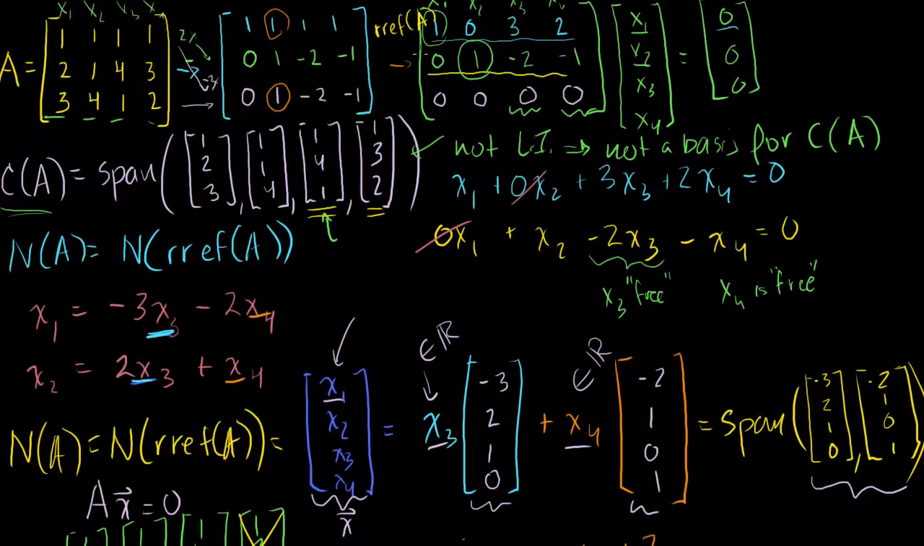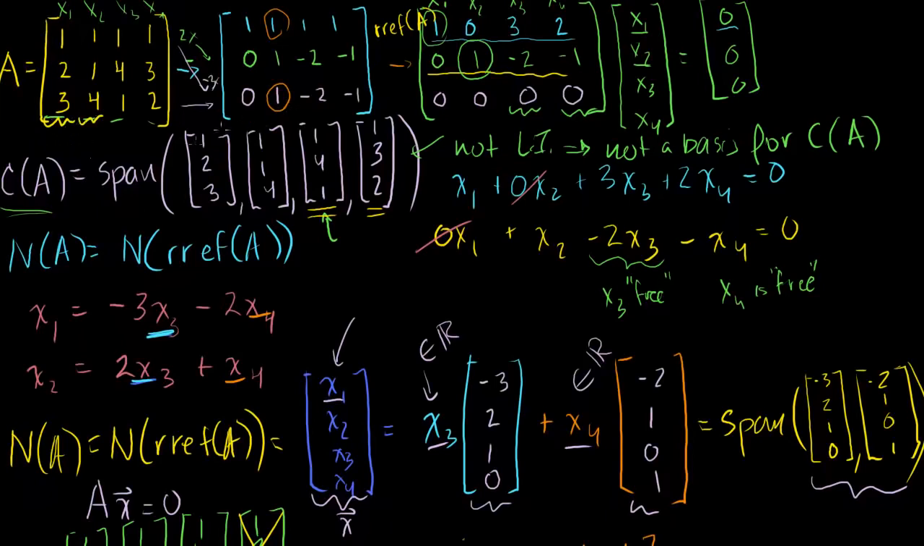What you can do is you put it in reduced row echelon form. You say which columns have my pivot entries or are associated with pivot variables. You say, OK, x1 and x2 are the pivot variables, and they're associated with these first two columns. And so those first two columns would be a basis for the column space.